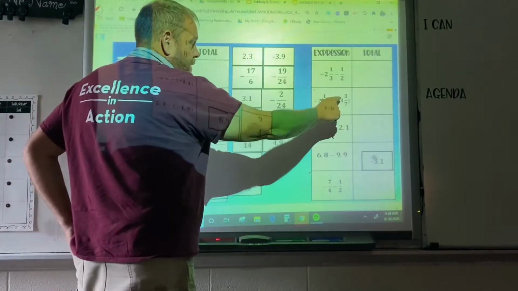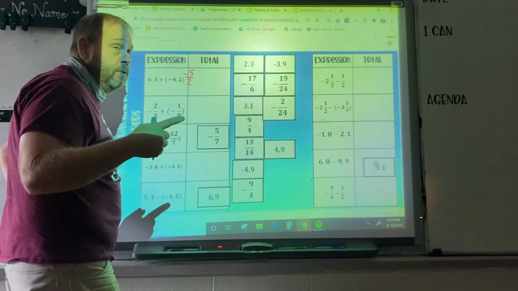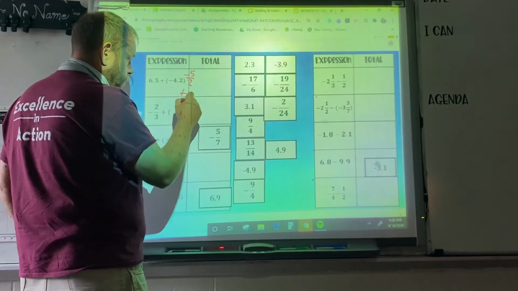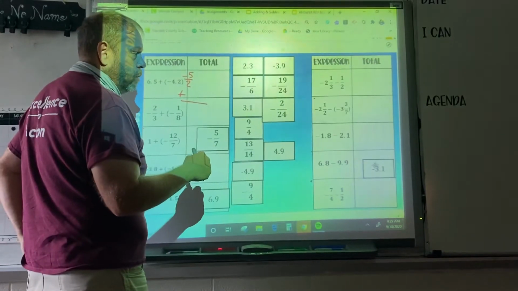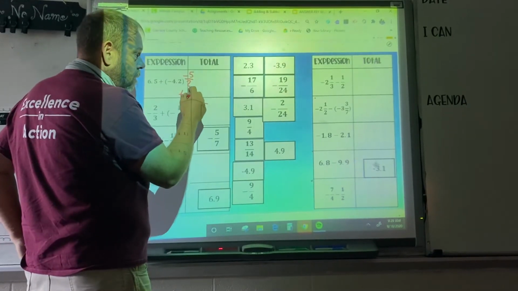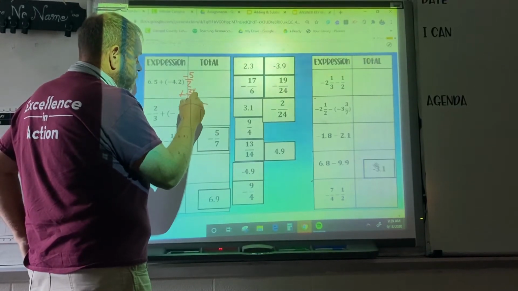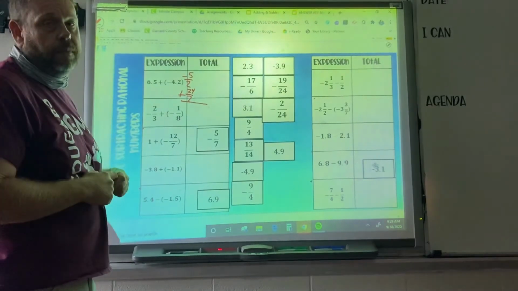And then I'm subtracting a negative. If I'm subtracting a negative, I take the 2 signs, remember, I make a plus out of it. 3 times 7 is 21, plus 3 is 24. So I've got 24 over 7. My denominators are not the same.